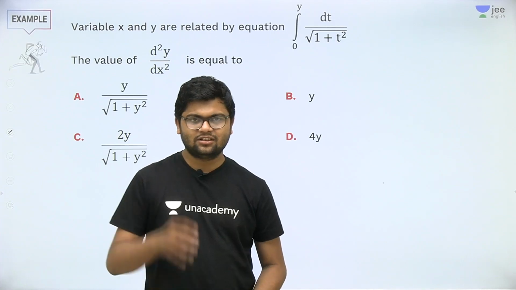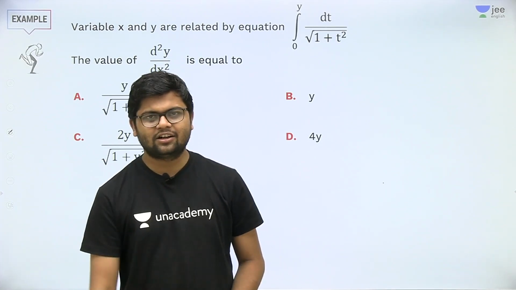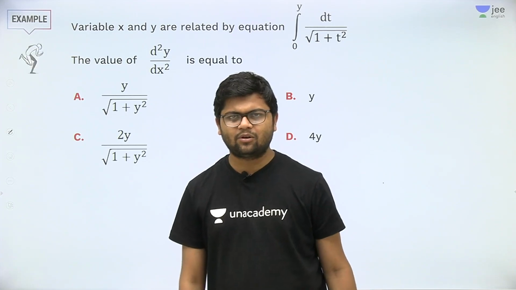Now let's try the next question. Variables x and y are related by this, integral from 0 to y of dt upon this.